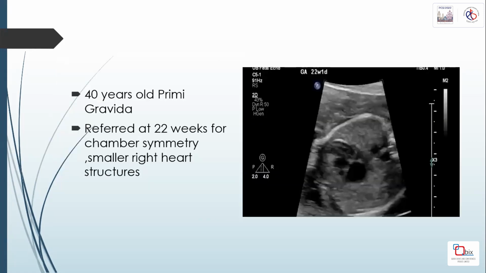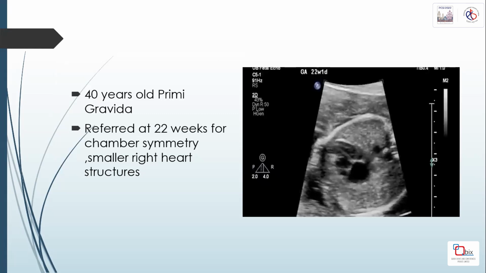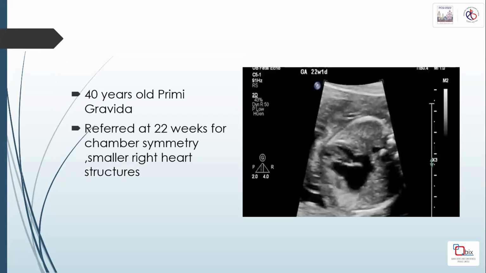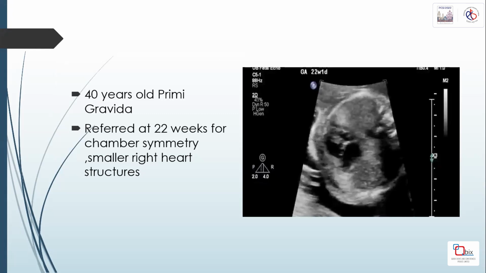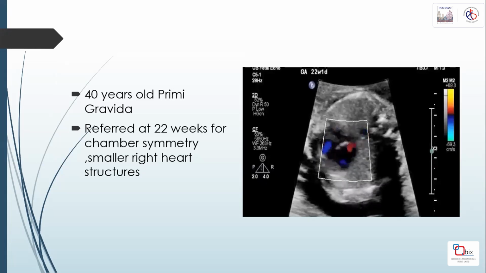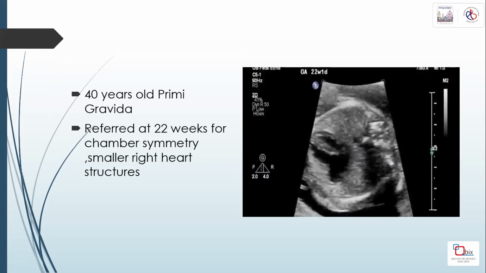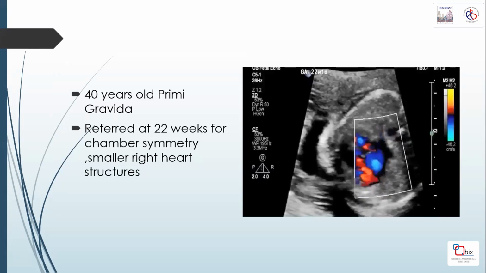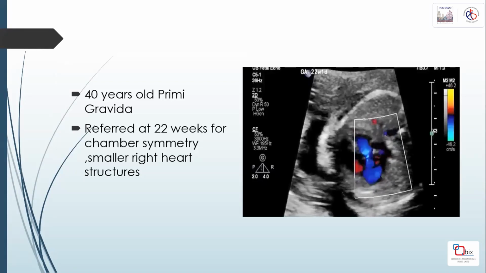The next patient is a 40-year-old primary gravida. She was referred at 22 weeks for chamber asymmetry and smaller left heart structures. Pardon me for that mistake. So this was a fetal echo. At 22 weeks, we can definitely see a smaller left side, a bigger right side. Inflows are normal. The outflows also, the aorta coming out is normal. The foramen ovale is flowing very well.